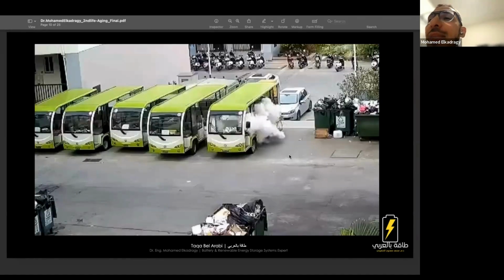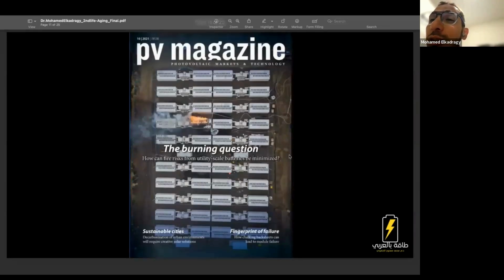And aging can be one of the main things which can trigger this faster, even in the first lifetime of the battery. And this is what we're going to see in the next slide. If you go please to the next slide, this is the Tesla plant in Australia, which unfortunately went into thermal runaway, even during pre-operation.